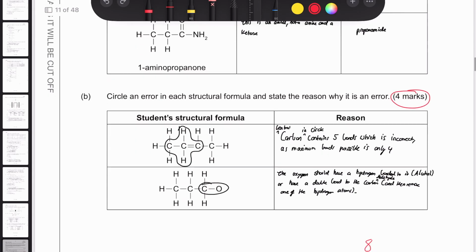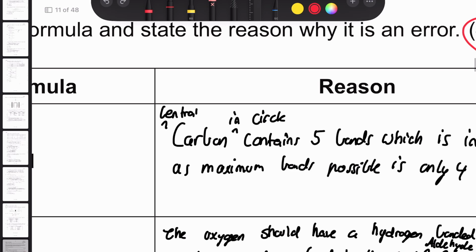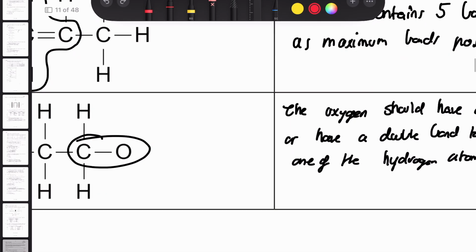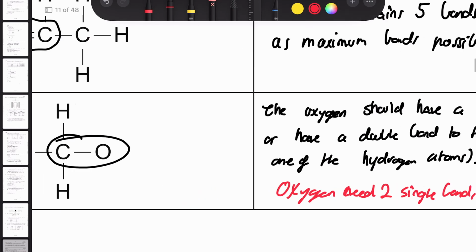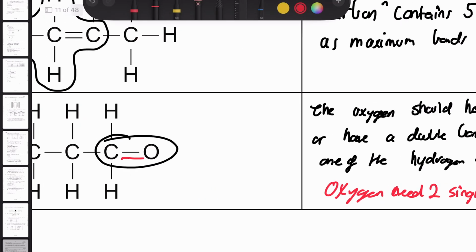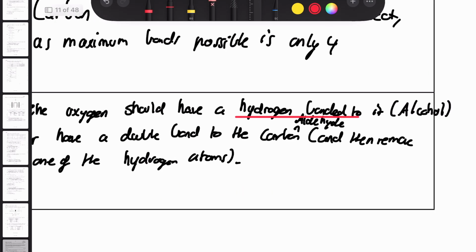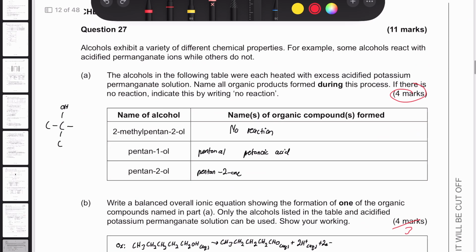Here, we did good. For this question, you could have just circled that C, and you could have said that carbon contains 4 bonds. And for this one, you could have just said oxygen needs 2 single bonds. And obviously here there's only 1. I thought me covering that it either needs to be connected with a hydrogen or have a double bond to the carbon. It's the same thing, because then you get 2 bonds either way. So I gave myself the mark.